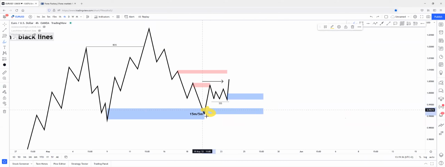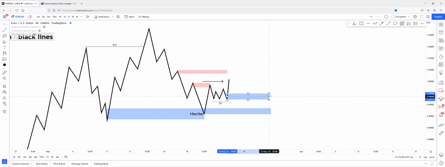Meaning this isn't the right demand zone, this isn't a good demand zone, and this isn't a good demand zone either, because this has liquidity just below it, so this is part of the liquidity. Meaning you can't open a position on this demand zone, and you can't open a position on this demand zone, because this is not a strong demand zone.